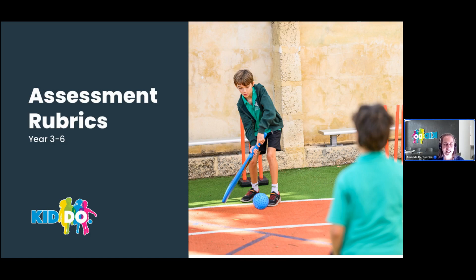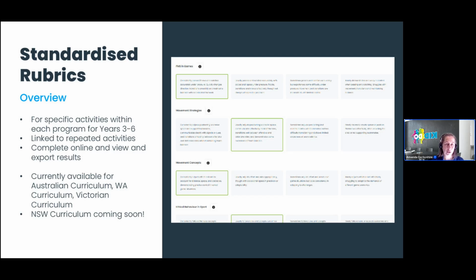Okay, before I hand back to Alison, I'm going to go through assessment rubrics. I know many of you are very familiar with assessment rubrics, so I will be very quick in this, but these are the new Kiddo rubrics, standardized rubrics that were developed as part of the year 3 to 6 program. So these are now available for every program within the Kiddo year 3 to 6. So within each program, a specific rubric has been developed that's linked to a specific activity. I know you can't see the rubric clearly on the screen here, but we'll jump onto the website in a second to have a look.